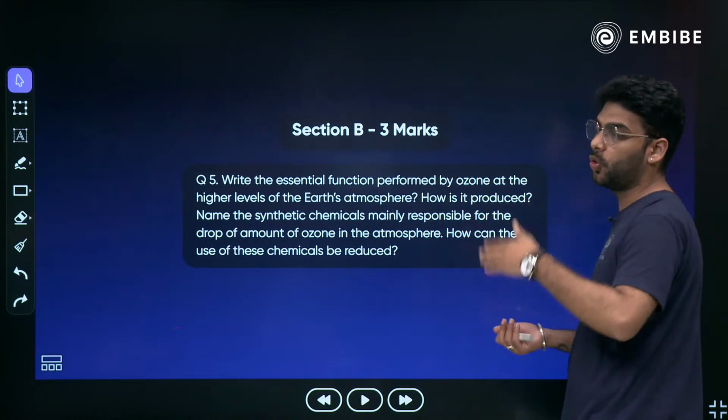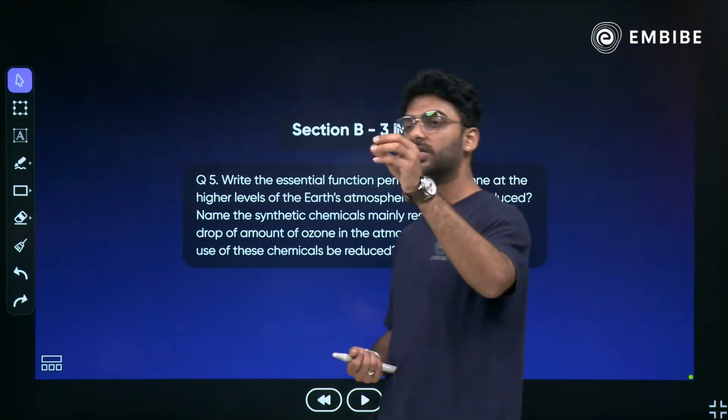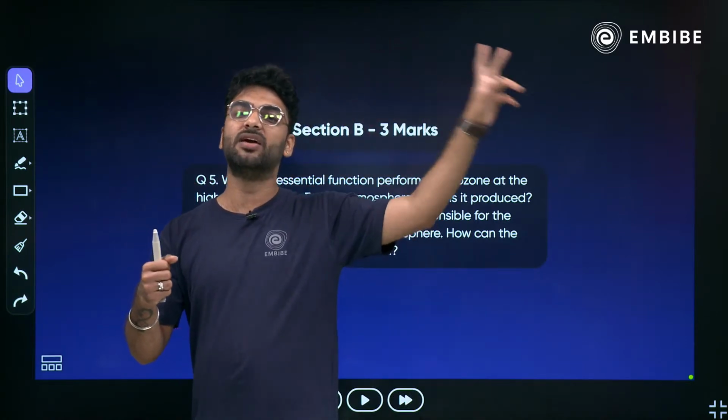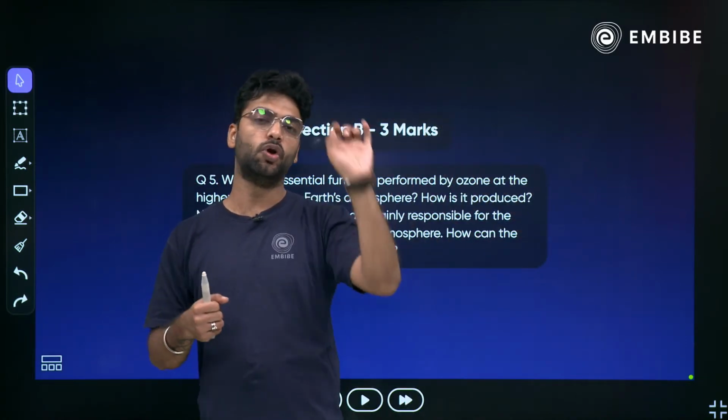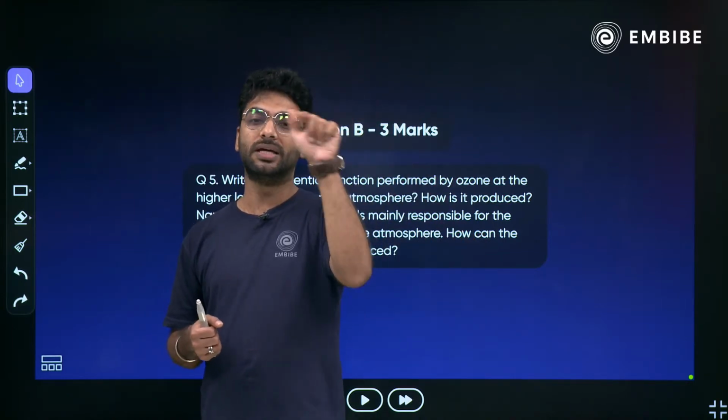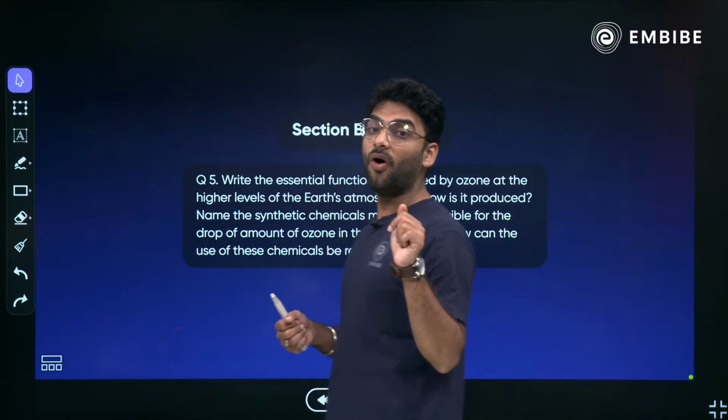How is it produced? Ozone is produced because of the splitting of an oxygen molecule and combining it with another oxygen molecule. Ozone is O3. What is ozone? Ozone is O3. Okay?